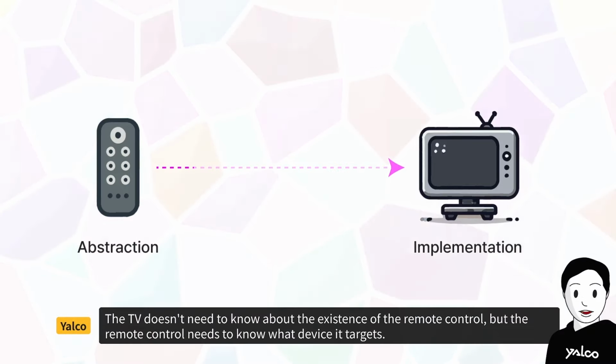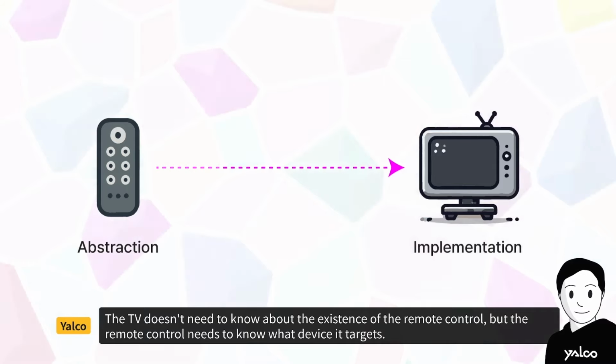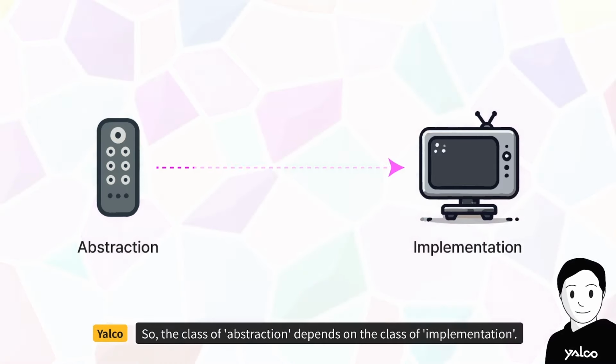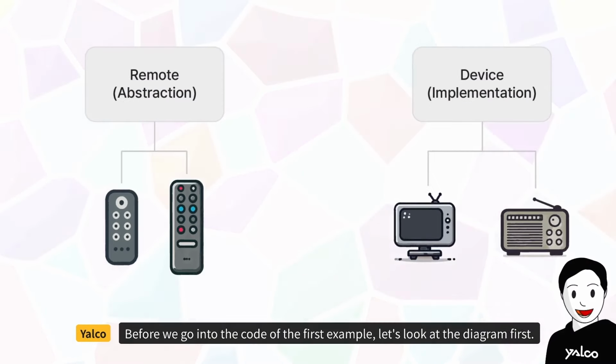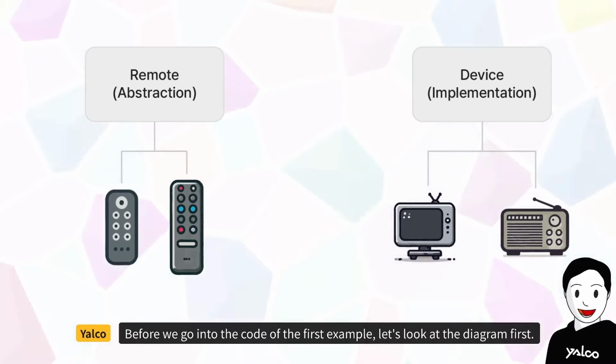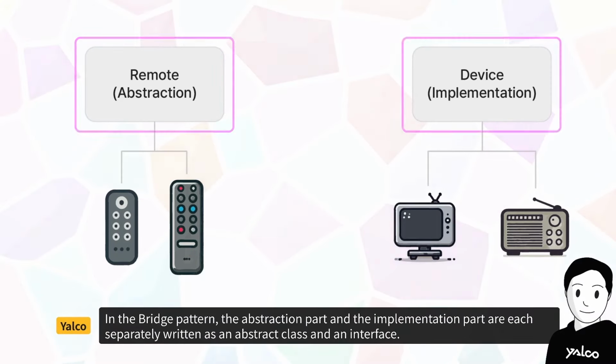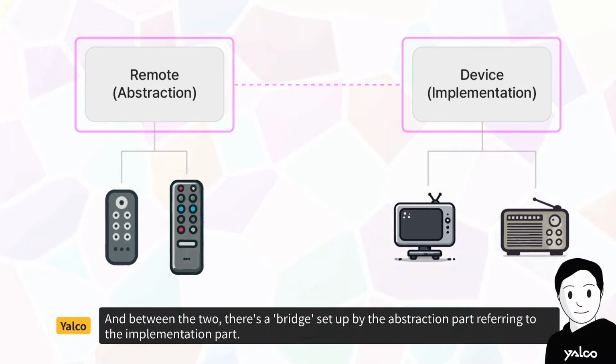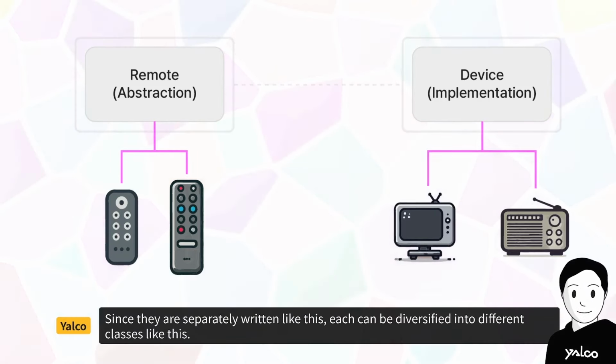The TV doesn't need to know about the existence of the remote control, but the remote control needs to know what device it targets. So the class of abstraction depends on the class of implementation. Before we go into the code of the first example, let's look at the diagram first. In the bridge pattern, the abstraction part and the implementation part are each separately written as an abstract class and an interface. And between the two, there's a bridge set up by the abstraction part referring to the implementation part. Since they are separately written like this, each can be diversified into different classes.